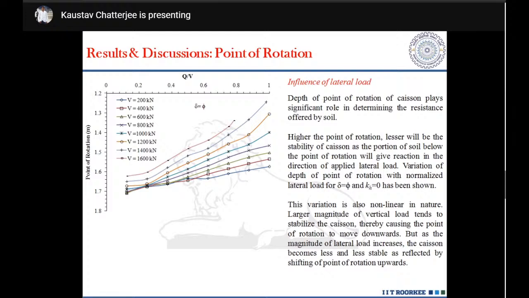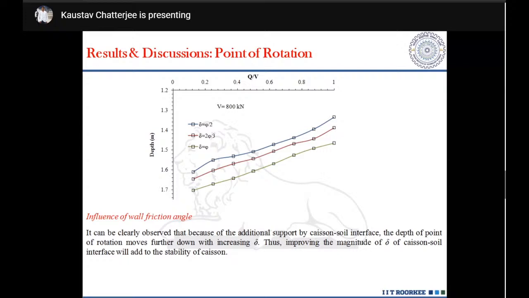Influence of the wall friction angle is the same thing. We can say that the higher the wall friction angle, the lower is the depth of point of rotation; it moves further down with increasing delta, and hence improving the magnitude of delta will obviously add stability to the caisson. Why? Because of the additional support provided by the caisson soil interface.